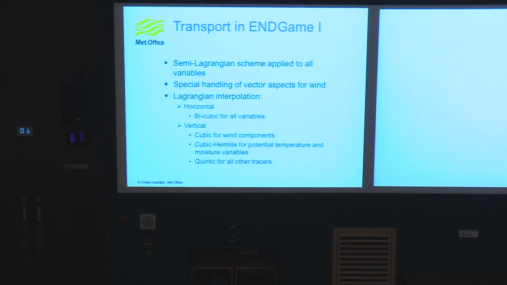So we use a Lagrangian interpolation for everything, but we use different types of Lagrangian interpolation. So in the horizontal, we use bicubic for all variables, so that's what I've been talking about before. So in 1D, that means a stencil of 4 grid points in each dimensional direction. In the vertical, though, for reasons that I'll come back to in a minute, we use cubic interpolation for the wind components, so effectively we're doing tricubic for the wind components. We're using a thing called cubic Hermite for potential temperature and the moisture variables, and I'll explain what that is soon. And then in the vertical, we use quintic interpolation for all other tracers.